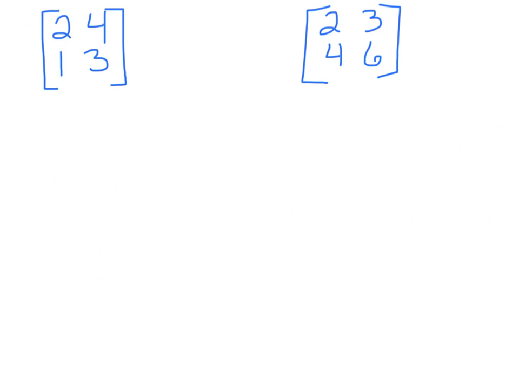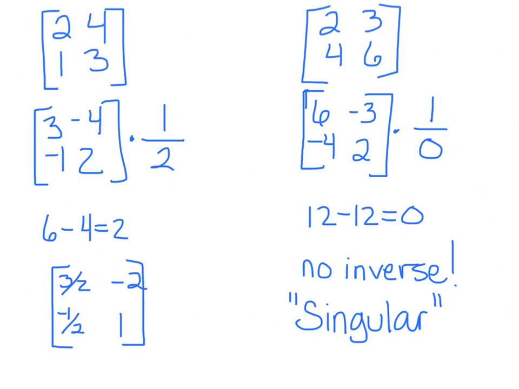Okay, here's 2 practice problems for you to do on your own. Push pause, do them on your own, and then check your answer and see if you got it right. And here are the answers. The first one is 3/2, negative 2, negative 1/2, 1. And the second one, when you took your determinant, you got 0. And you can't divide by 0, so you don't have an inverse. When you have a matrix that has a determinant of 0, it has no inverse, and you would say that is a singular matrix. Single because it has no partner, obviously.